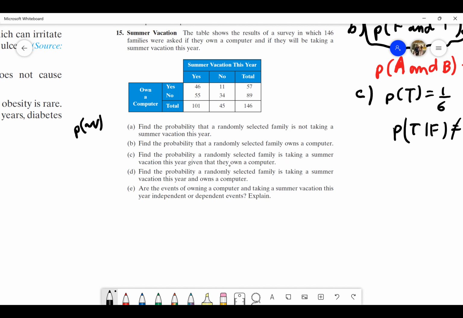Okay, so now let's answer the first question. What is the probability that people are not going to take a vacation? No vacation this year. 45 out of 146. Perfect. So can you tell me what the probability of vacation is? How many people are going to take a vacation? Perfect. Now, what's the probability they own a computer?